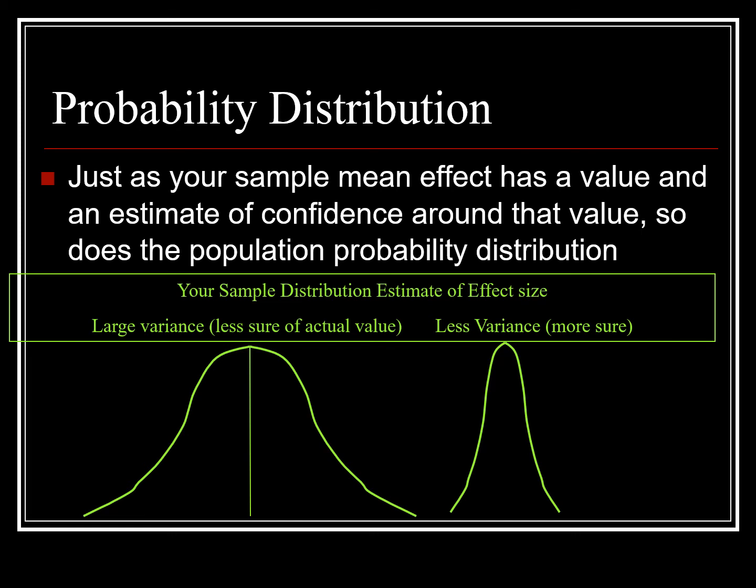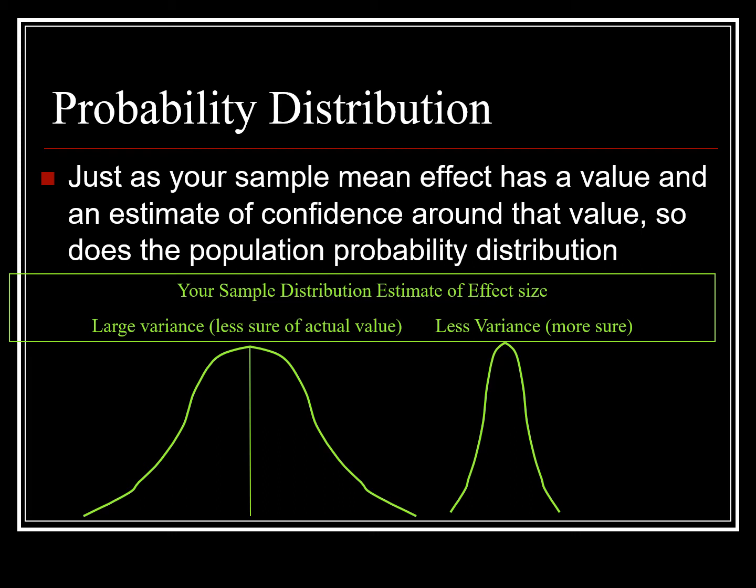So your sample's distribution of estimate of effect size, the larger the variance, the less sure you are of the actual value, and the less variance, the more sure you are of the value. This is one of the reasons why we become more and more confident of claiming an effect with a larger and larger sample size. As that sample size becomes larger and larger, we can trust the value that we found within it and the test statistic value more and more.